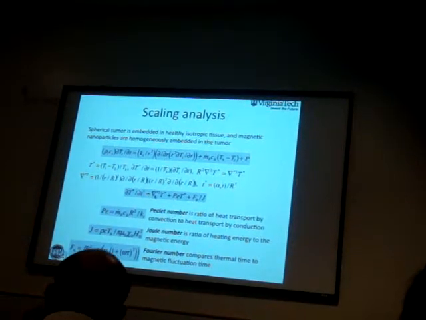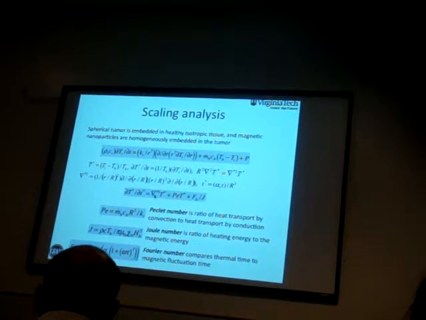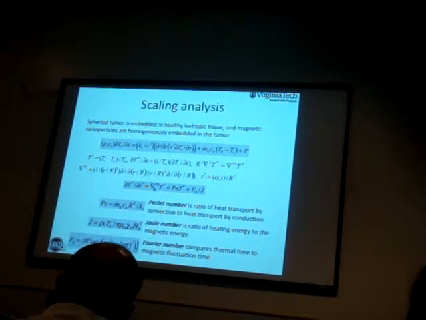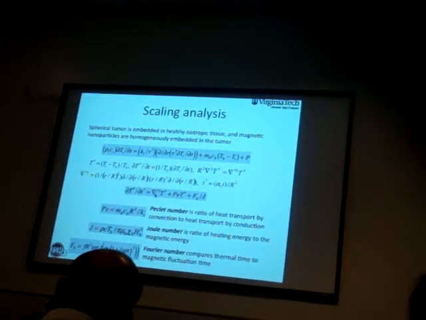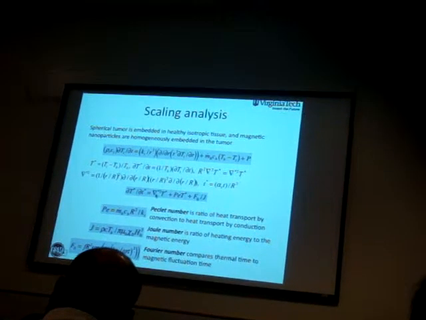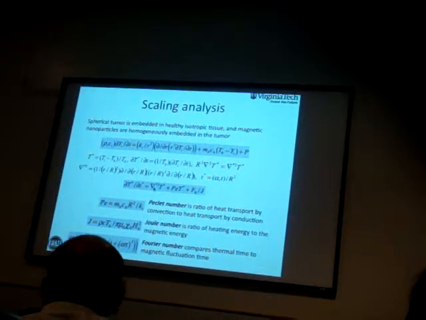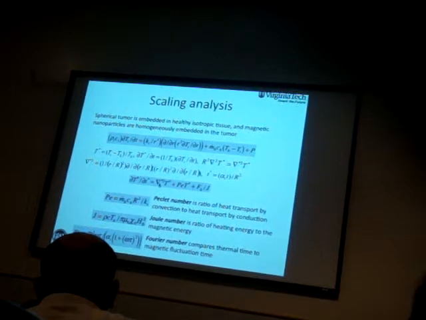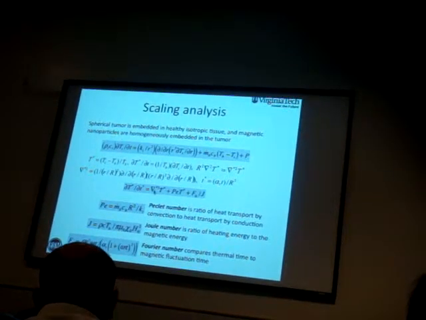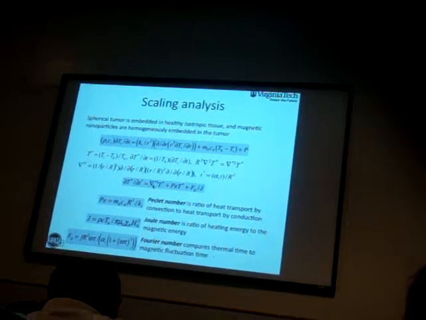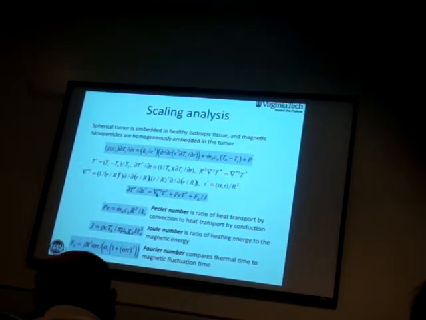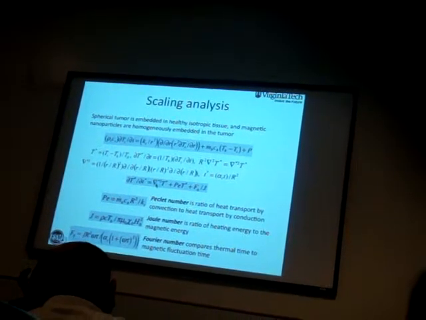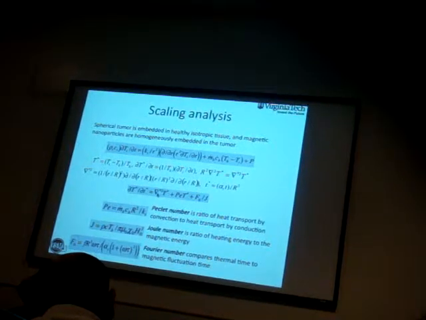This problem is compounded by the fact that the FDA has set strict guidelines as to how much electromagnetic radiation a patient can have. Because after a certain amount, electromagnetic radiation or magnetic fields above a certain level are deemed to be unsafe. So you want the magnetic energy to be minimal, but the heating energy to be maximal. That is, you want the conversion efficiency to be very high. The last number is the Fourier number, which compares the thermal time, the heat-up time, to the magnetic fluctuation time, which is the frequency of the AC field that you have.